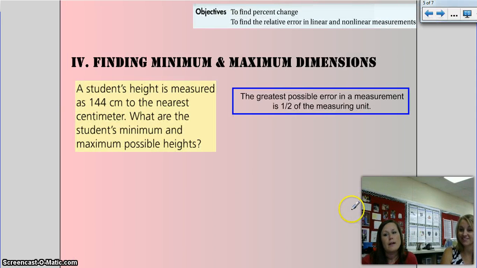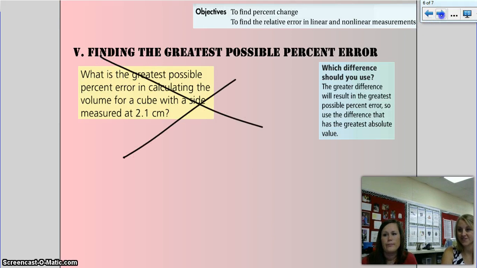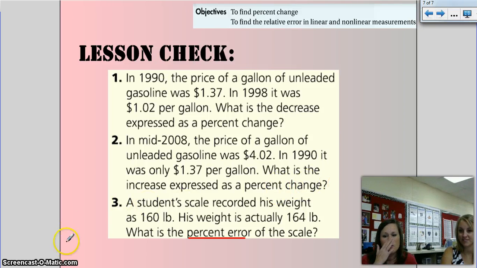Minimum maximum dimensions. A student's height is measured as 144 centimeters to the nearest centimeter. What are the student's minimum and maximum possible heights? I think we're good without this. Cross it out. What is the greatest possible percent error? Nope. Do these. Okay, hold on. Let's make sure we've got percent change: decrease, increase, and percent error. That's a good one.